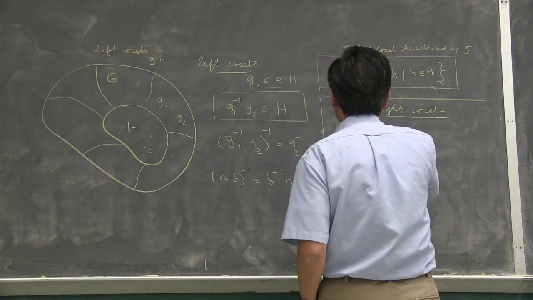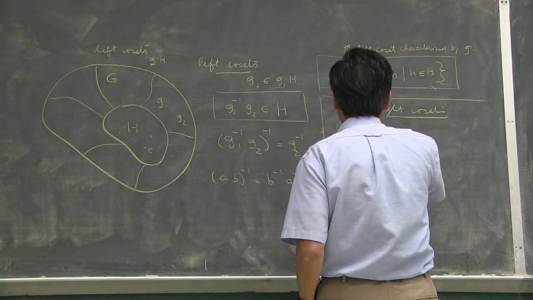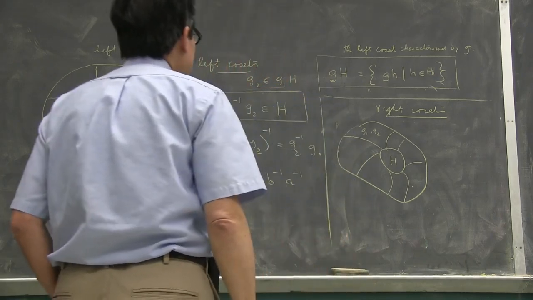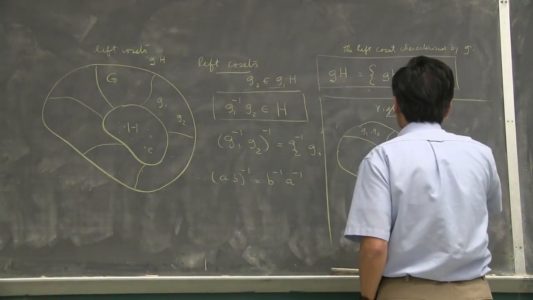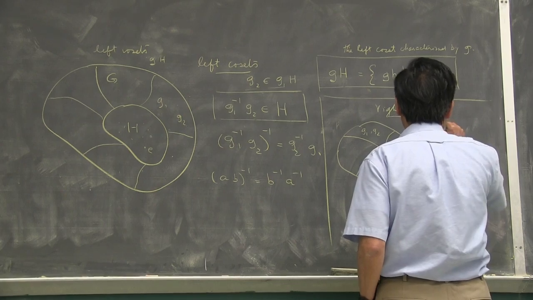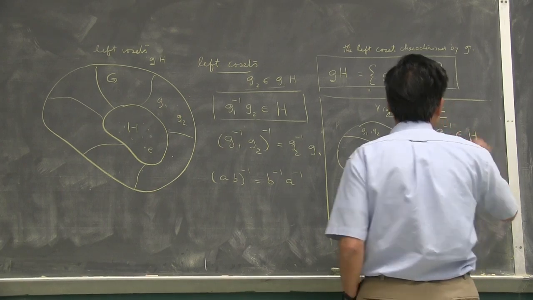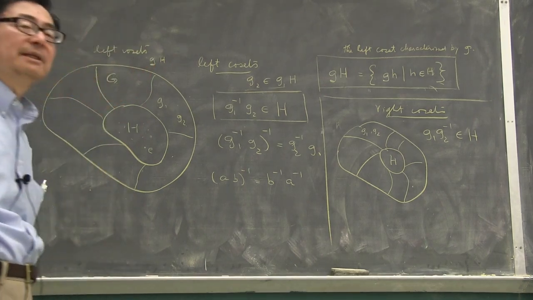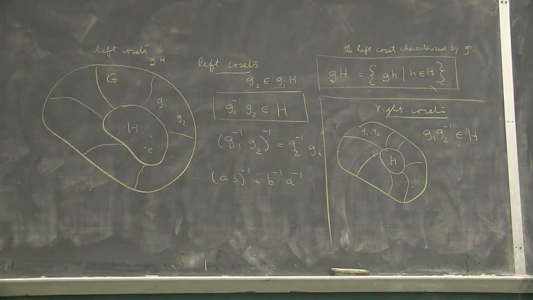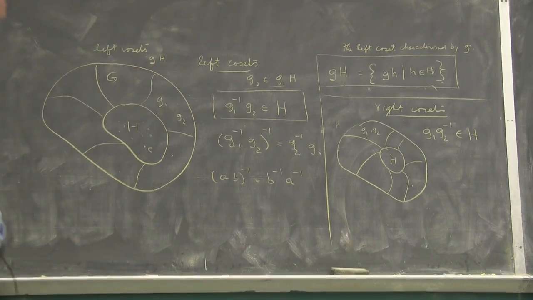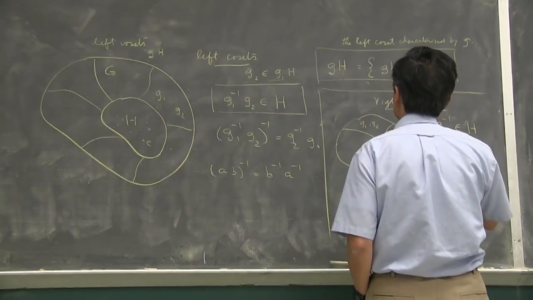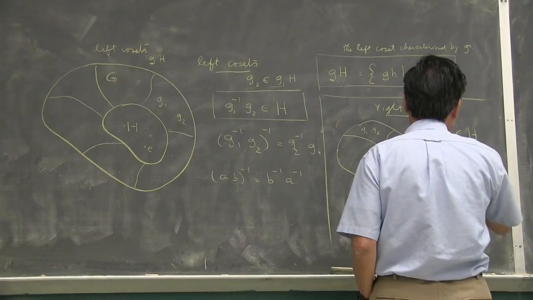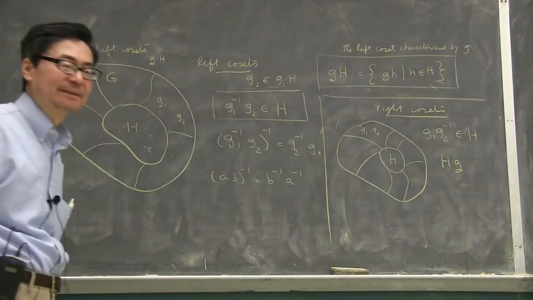And you say that any two elements, g1, g2, are said to belong to the same right coset if g1 times g2 inverse is an element in the subgroup H, okay? And similarly, you can characterize a particular right coset by this symbol in here, okay?